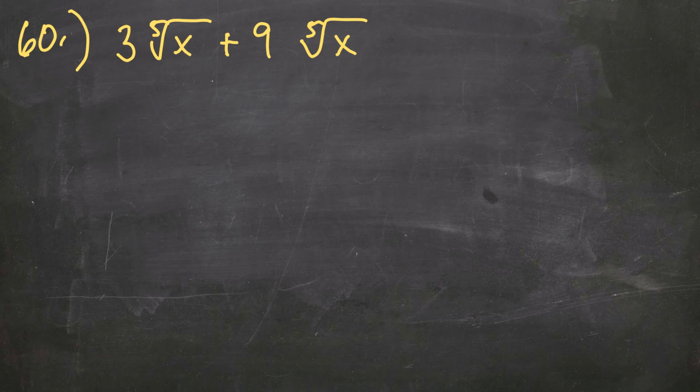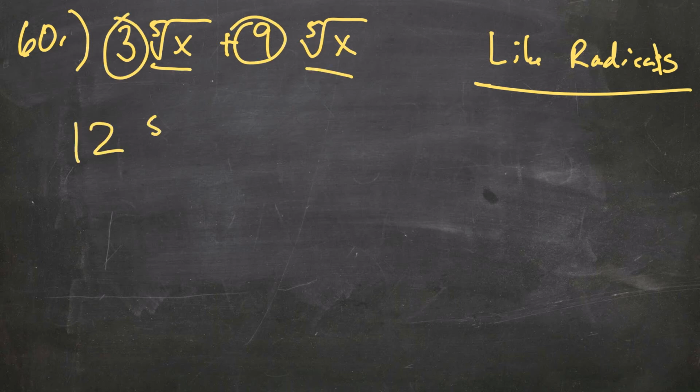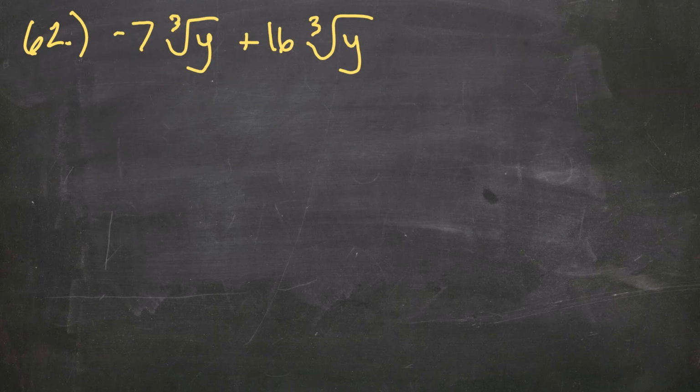Alright, 60. You have 3 fifth roots x plus 9 fifth roots x. Remember, like radicals, same index. So I add 3 and 9. My final answer is 12 fifth roots of x. That's it.